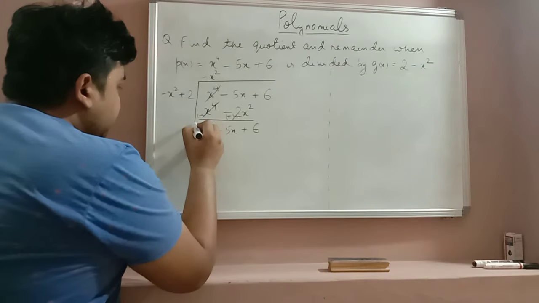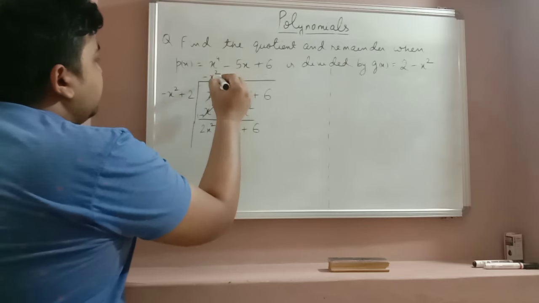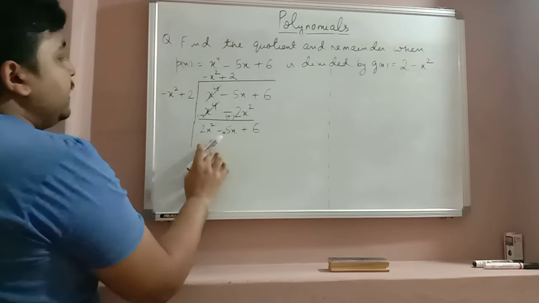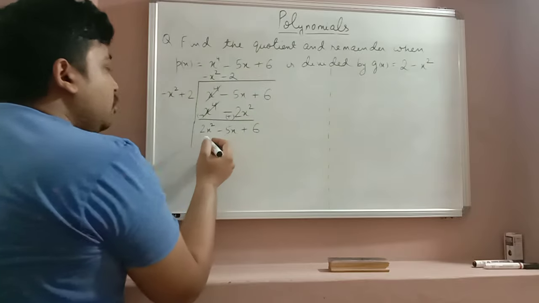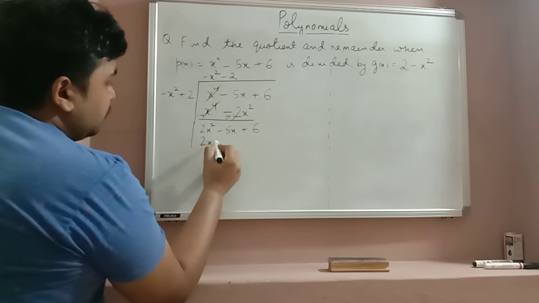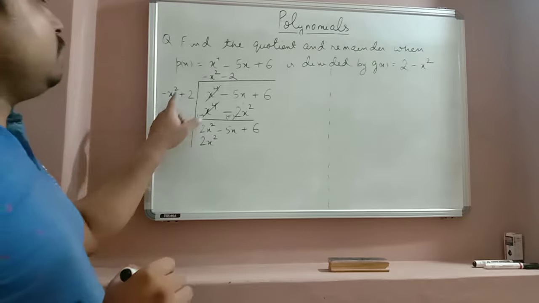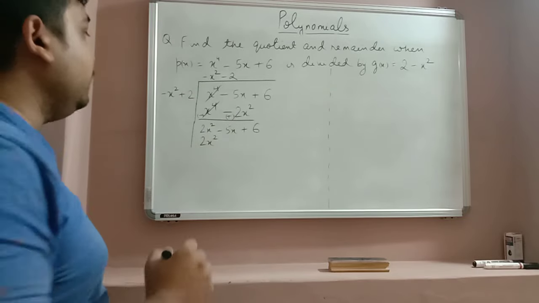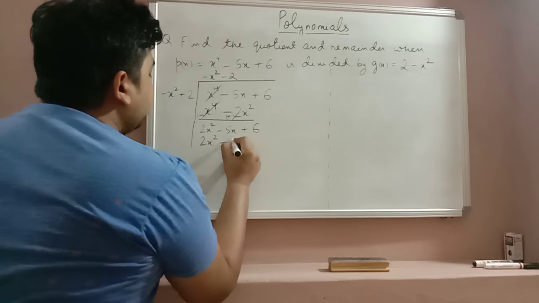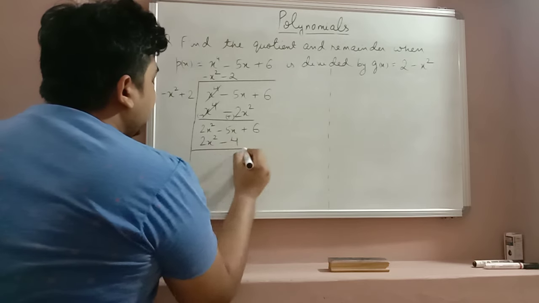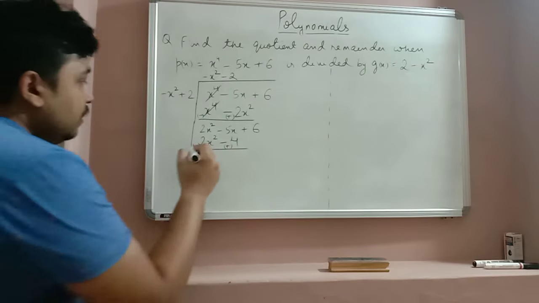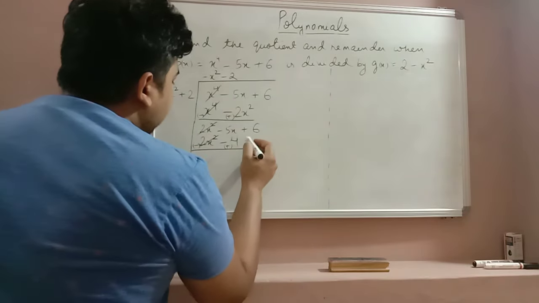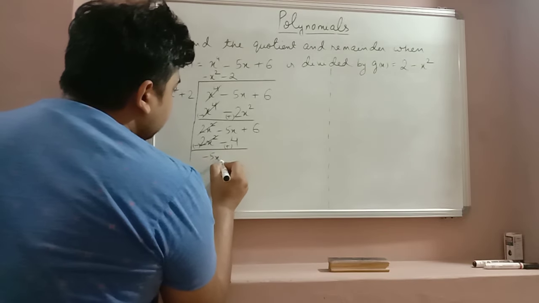Now again on dividing, I need a plus 2 here in order to get minus 2x square. Sorry, I need a minus 2 in order to get plus 2x square. So 2x square, minus x square into minus 2. This will turn out to be 2x square and minus 4. Again on subtracting, this will become minus, this will become plus. This gets cancelled and we are left with minus 5x plus 10.